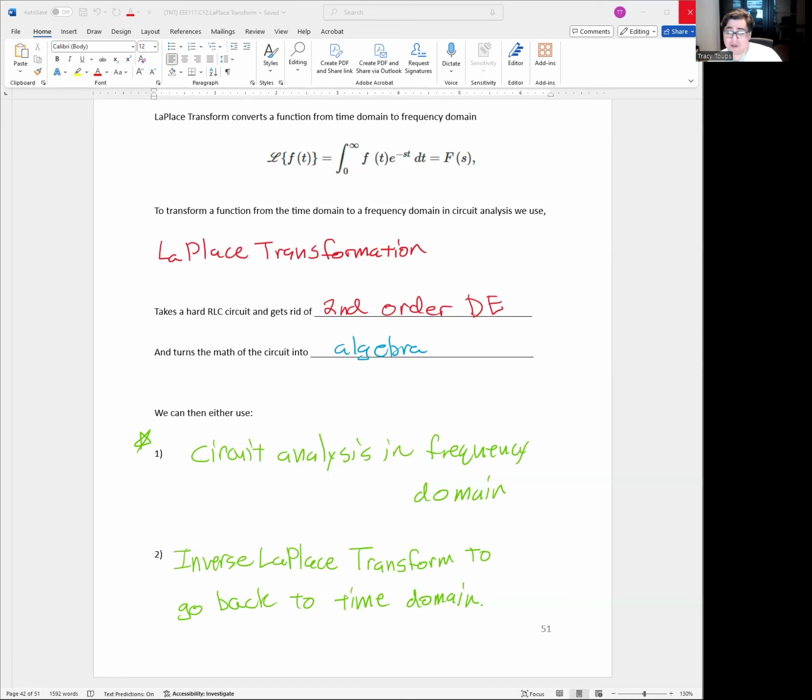Okay. So that's all I have for today. We'll come back next week and we're going to see this new tool in action when we're actually doing some circuit analysis, to take these previously impossible circuits and actually solve them within a reasonable amount of time.